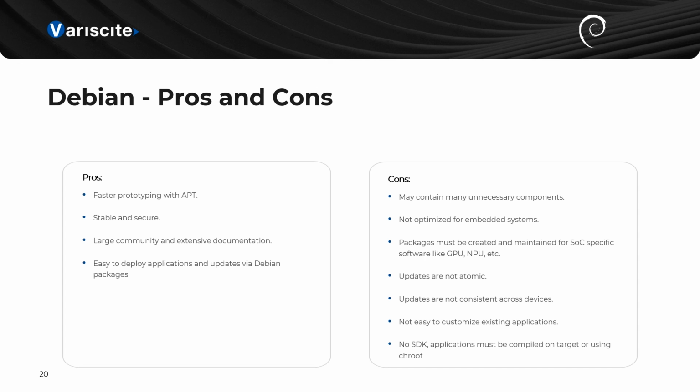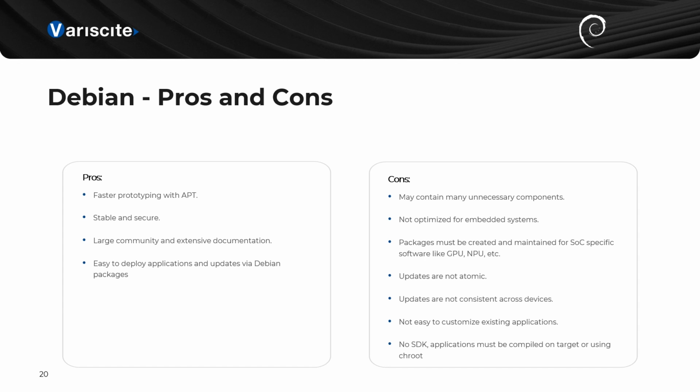This can potentially lead to issues if an update is interrupted or fails partway through. Updates in Debian are not always consistent across different devices, which can lead to discrepancies in software version and configurations, complicating system management.